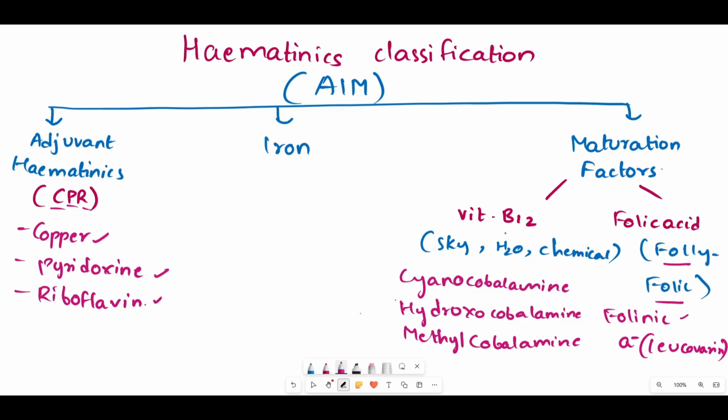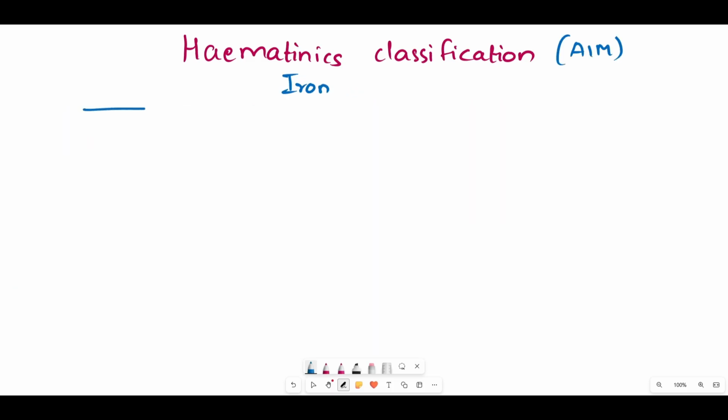And the next one is vitamin B12. So to easily remember this class, remember it as sky, water, chemical. So sky means remember it as cyano. Water means it is hydro. Chemical means it is methyl. So the drugs are cyanocobalamin, hydroxocobalamin and methylcobalamin. Now let's get into this iron drugs. So these are divided into two important things.